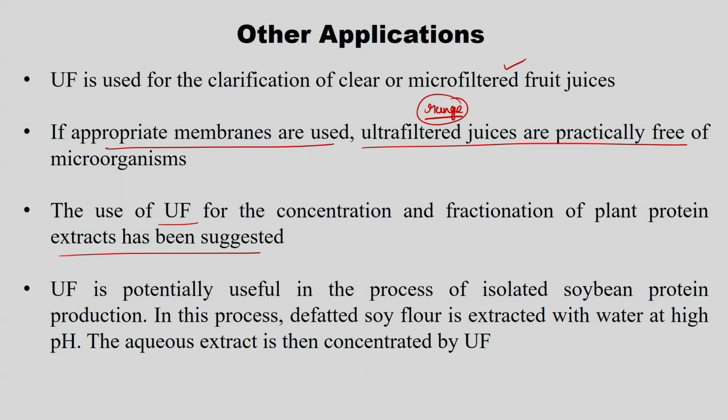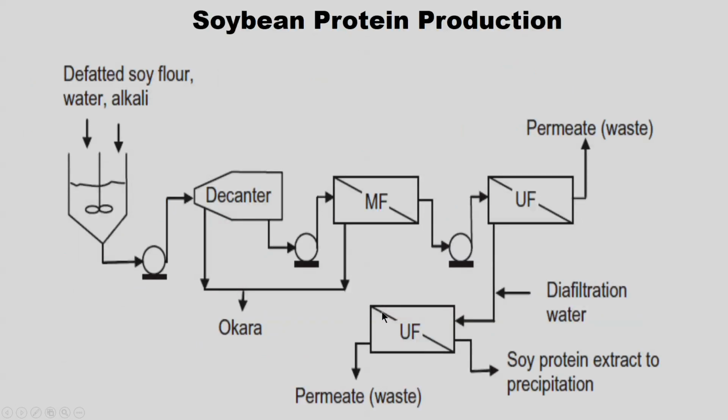One such case is soybean protein production, where an ultrafiltration membrane is used. Here defatted soy flour is extracted with water at high pH. The aqueous extract is then concentrated by ultrafiltration. So, the process is here.